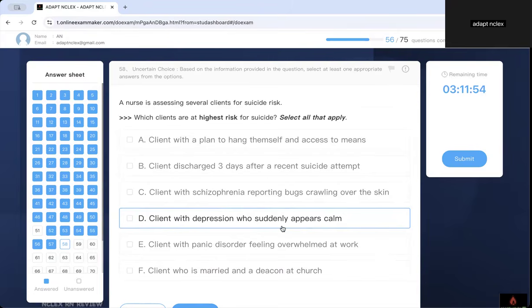Client discharged 3 days after a recent suicide attempt. Client with schizophrenia reporting bugs crawling over the skin. Client with depression who suddenly appears calm. Client with panic attack feeling overwhelmed at work. Client who is married and a deacon at church. Concept: if you're married, you have income, you are a deacon, you have social ties, you have family, you're good. Having a panic attack and feeling overwhelmed does not make you suicidal.